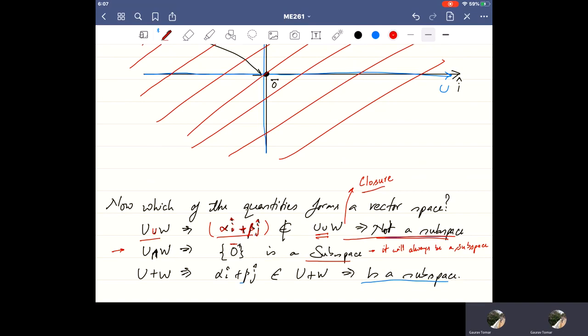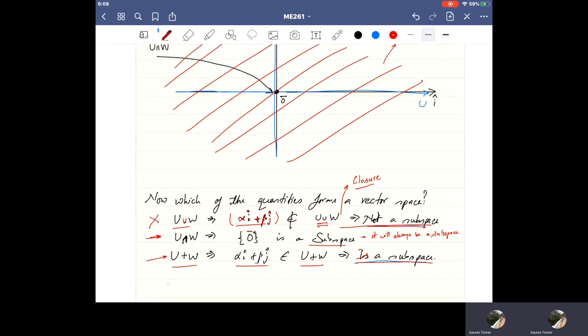If you sum U and W, you'll get alpha i hat plus beta j hat, and that will belong to U plus W. So this does form a subspace. So the sum forms a subspace, the intersection forms a subspace, but the union does not form a subspace. It's a valid operation, of course, but you should know what it means. You cannot treat U union W as a vector space, because it does not satisfy the closure property.